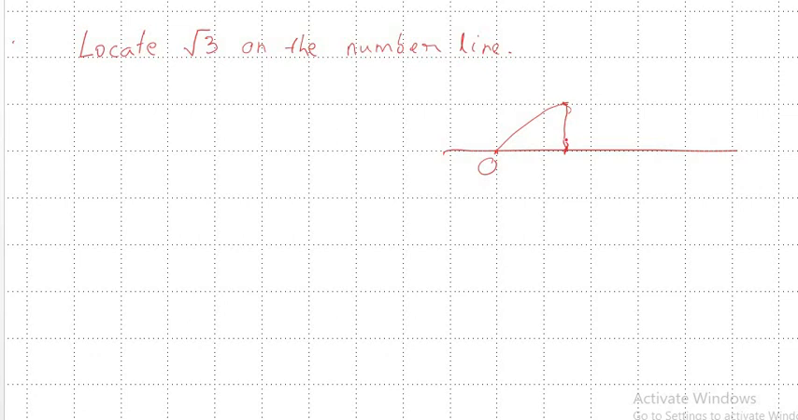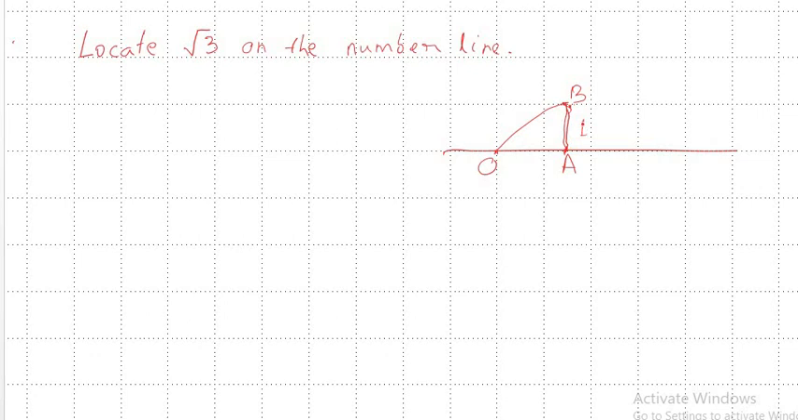Although my line is not so straight, you have to draw a straight line using a scale. So now let's take this point as A and this point as B. Here are the two important things we have to take. What will be the measurement of OA and OB? Always, whatever irrational number you are going to find or locate on the number line, always take AB, this vertical one, as 1 unit.